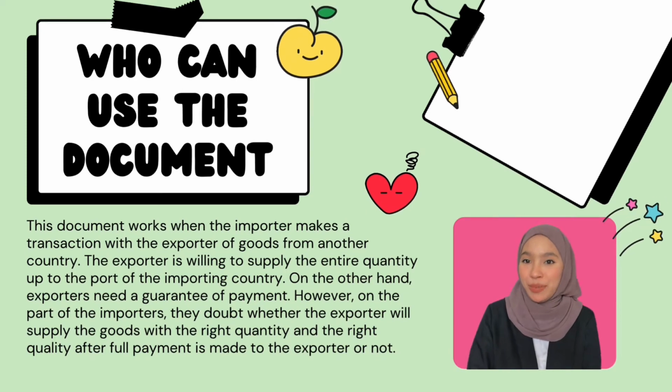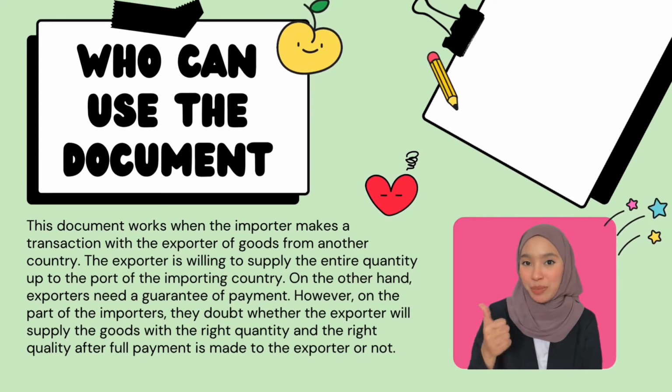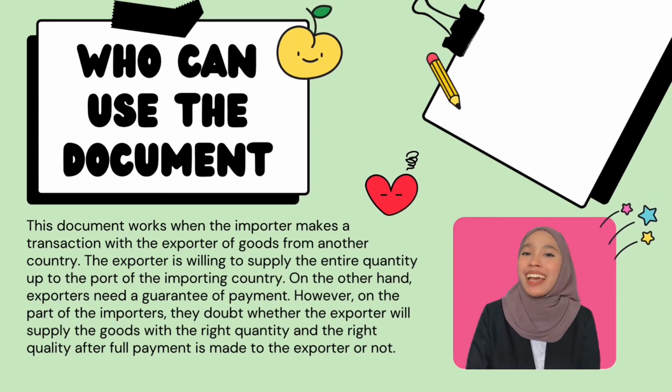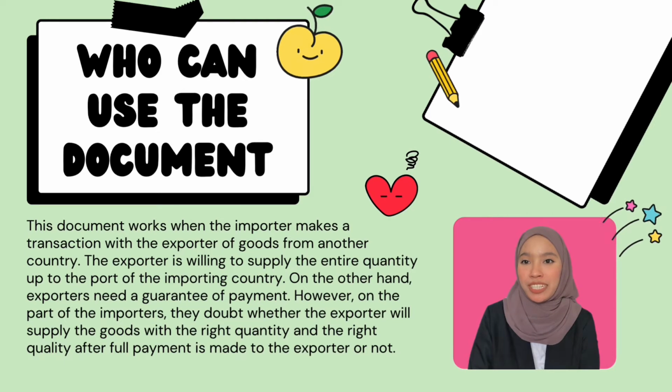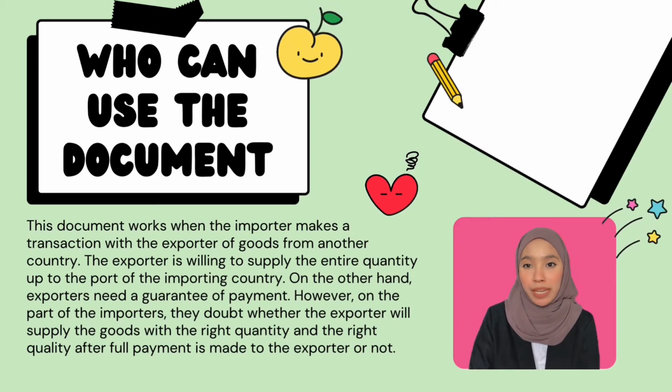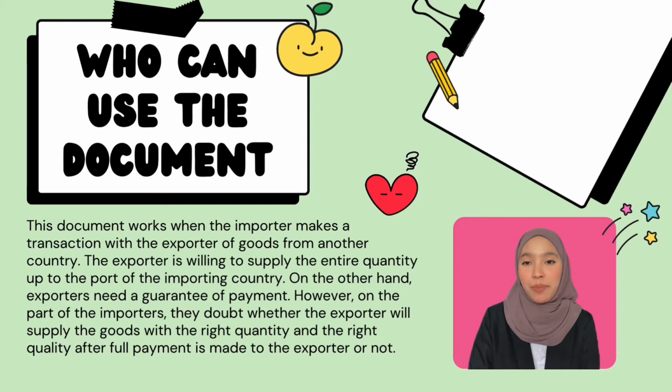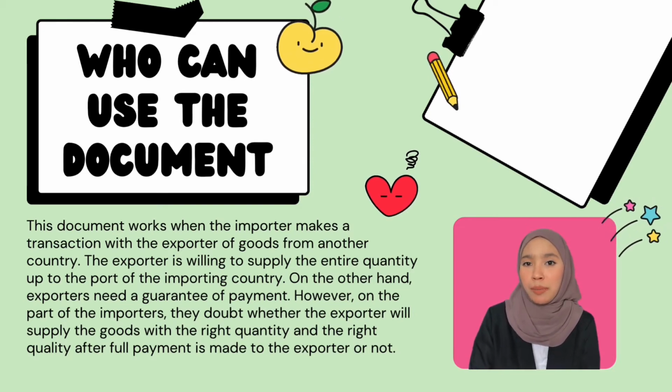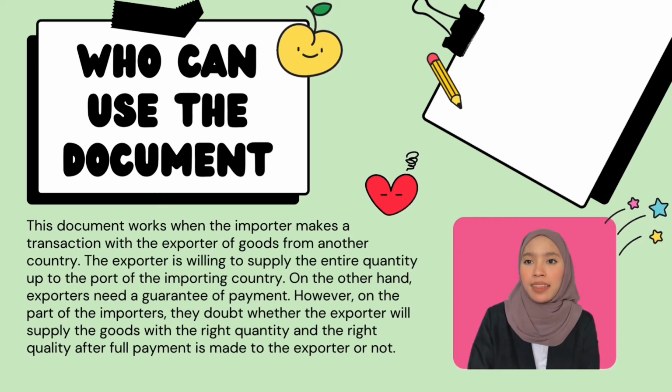So, who is eligible to use this banker's acceptance? Exporter, importer, or both? It is both the importer as well as the exporter. How does it work? This document works when the importer makes a transaction with an exporter of goods from another country. The exporter is willing to supply the entire quantity up to the port of the importing country. On the other hand, exporters need a guarantee of payment. However, importers doubt whether the exporter will supply the goods with the right quantity and the right quality after full payment is made to the exporter or not.